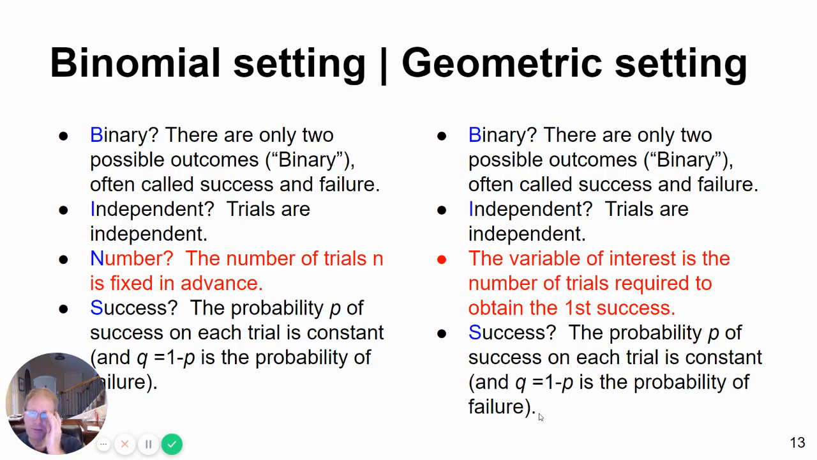So let's compare the binomial setting versus the geometric setting. They are very similar. The difference is in the lines that I've highlighted in red. With the binomial setting, the number of trials n is fixed in advance, and in the geometric setting, the variable of interest is the number of trials required to obtain the first success.